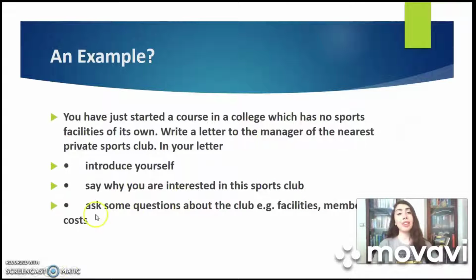Then, as you can see here, there is an example I've provided for you for the formal letter. Say you have just started a course in a college, this college has no sports facilities, so you need to write a letter to the manager of the nearest private sports club and ask them for information. Here, the question has asked you to cover specific information. As I told you in my previous video, you need to cover all the bullet points. If you cover one of them and skip another one, you will lose points. So please keep it in mind.